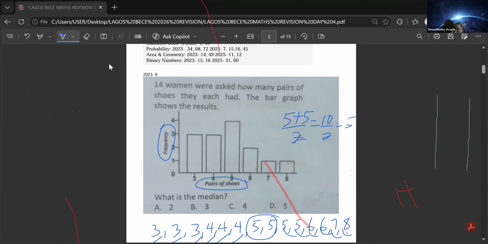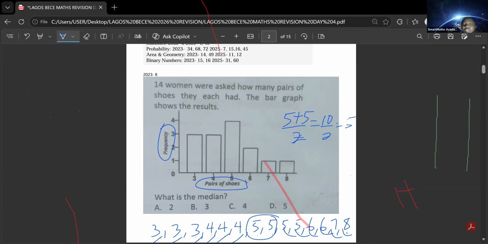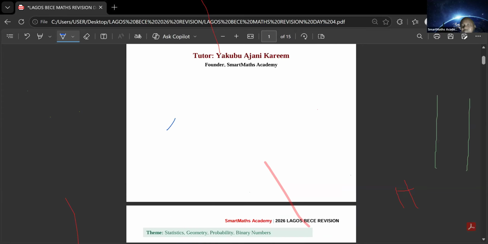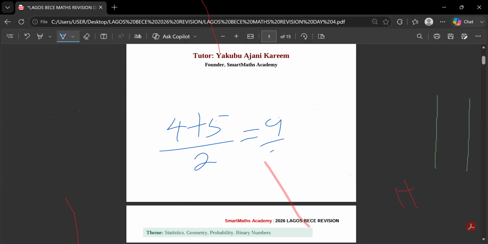Let's say you have 4 and 6, or 4 and 5 at the middle. That's what I just explained now. If we have two numbers at the middle, and the two numbers are 4 and 5, you're expected to add the two numbers together, then divide by 2. So 4 plus 5 will be what? 9 divided by 2. That gives 4.5. Okay, sir. Thank you, sir. You're welcome.